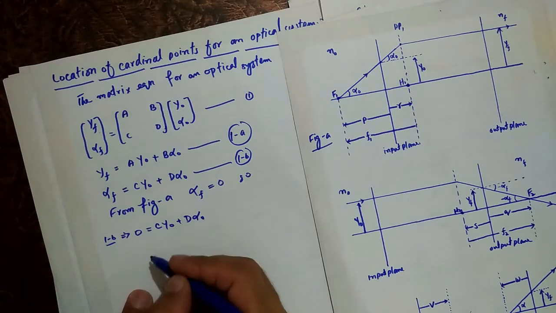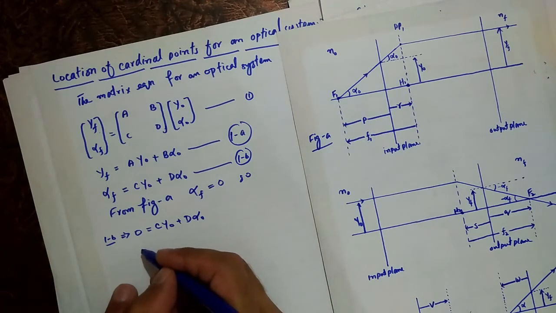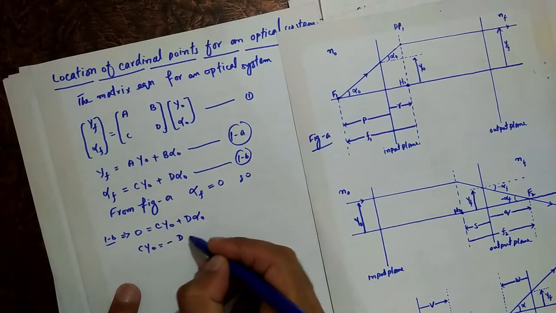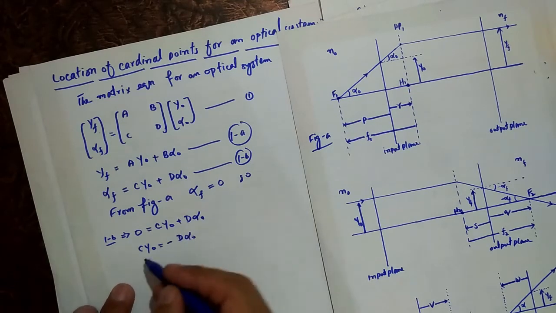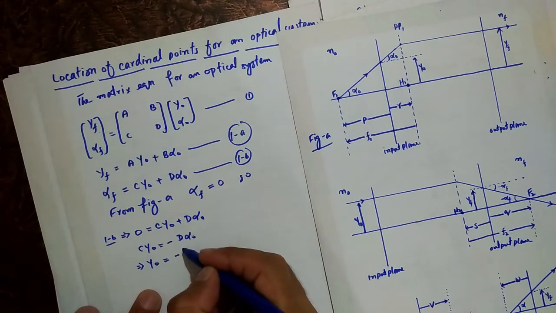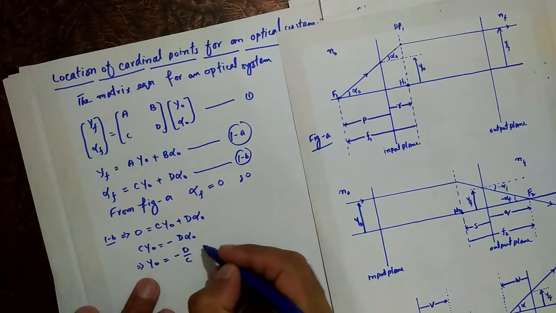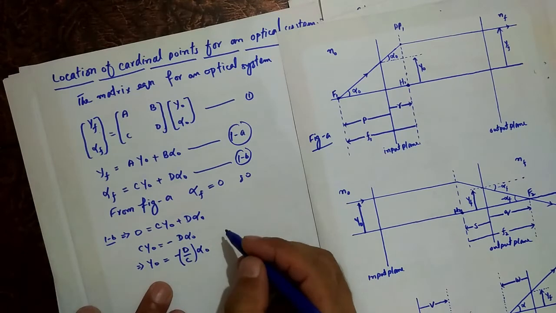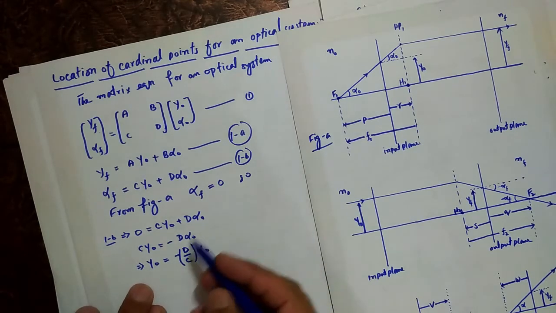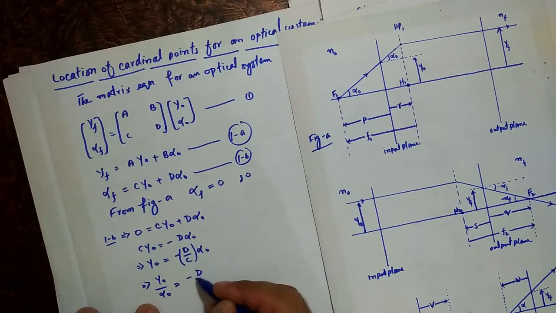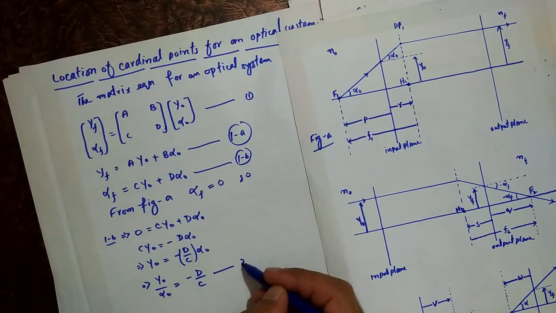or C Y naught will be equal to minus D alpha naught, or Y naught will be equal to minus D over C into alpha naught. Clear? Or simply, we can also write it in this form: Y naught over alpha naught will be equal to minus D over C. This is equation number 2.